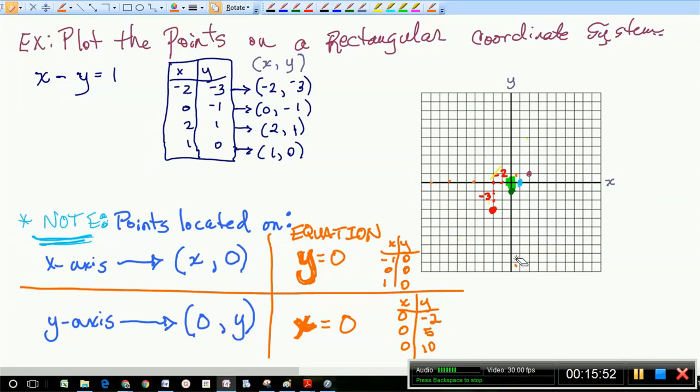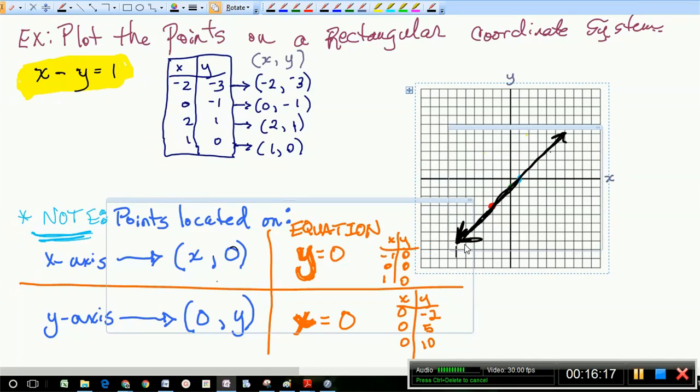Here are the points. I'm kind of clearing this out for us. If you notice that, you're doing great, okay? So here is the line associated with x minus y equal to 1. Remember, that was our equation from earlier. It's not beautiful, but I drew a line through the points, and that's what you do.